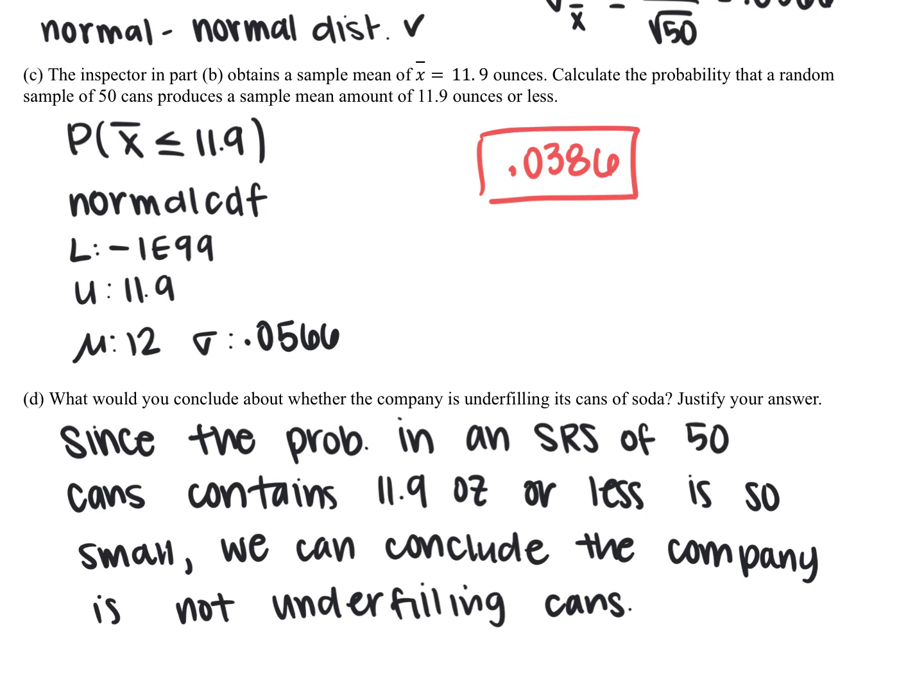If I had gotten something similar to when I sampled just one can or something higher, then we can say that the company is underfilling their cans. But since it's only about a 4% chance in that SRS, it's very unlikely. And if I took an SRS of even more cans, that probability would continue to decrease. If I took an SRS of less cans, then it would increase, but it depends on what the SRS is. So let me know if you have any questions about calculating probabilities associated with sampling distributions for means.